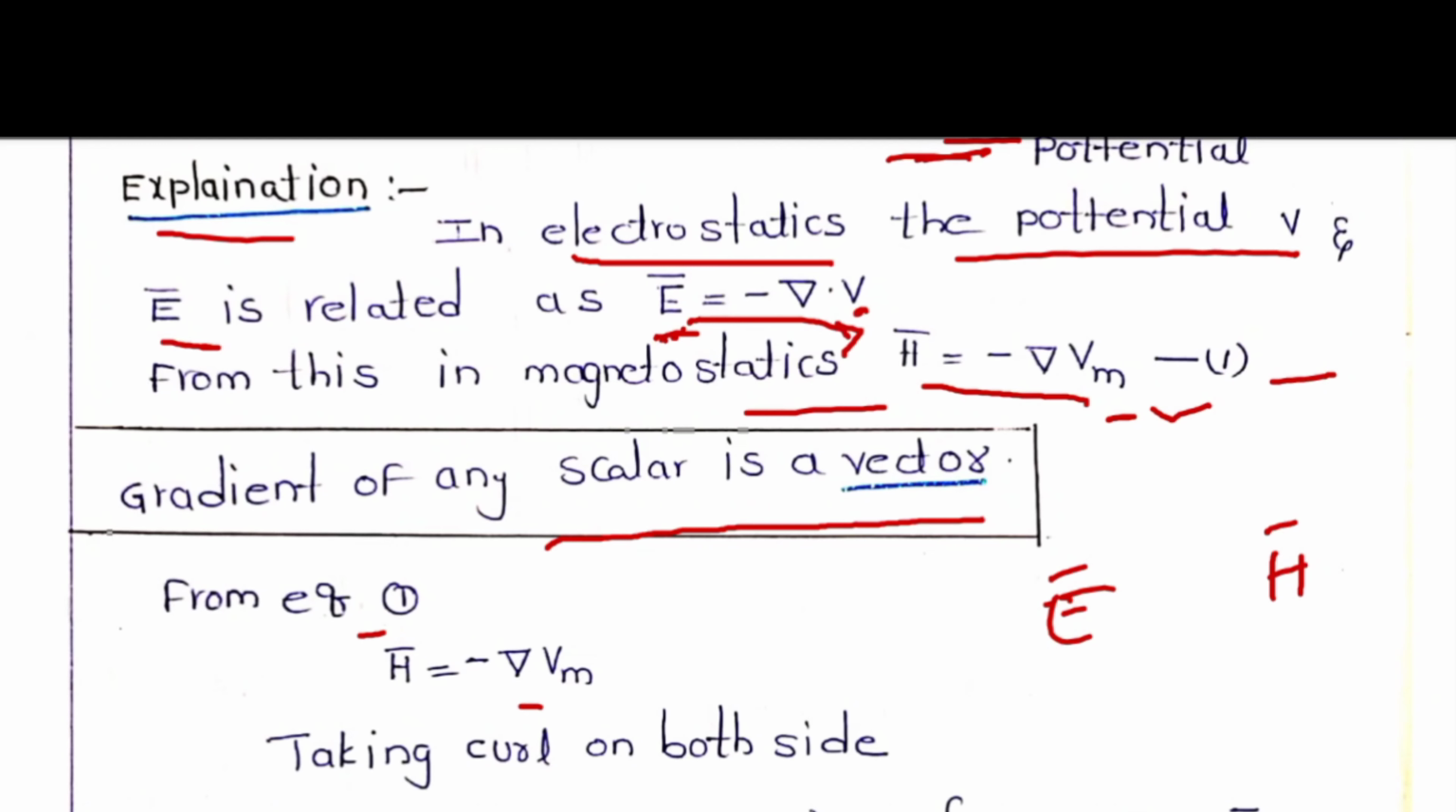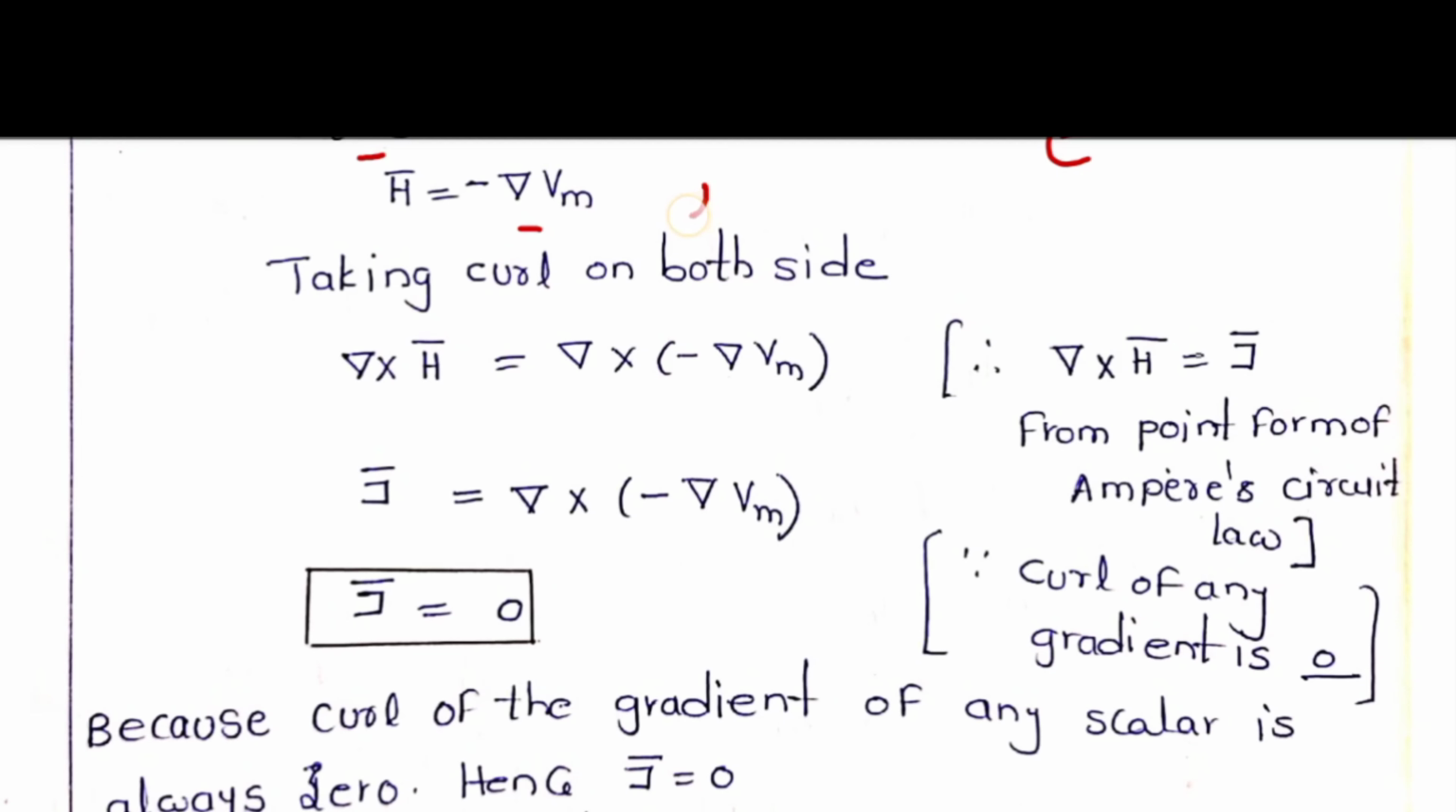Taking curl on both sides. I told you the basics of curl. H equals minus del Vm. Let us see what will happen. Curl means the cross product of del with H, so del cross H is known as the curl of H bar. Del cross H equals del cross minus del Vm.